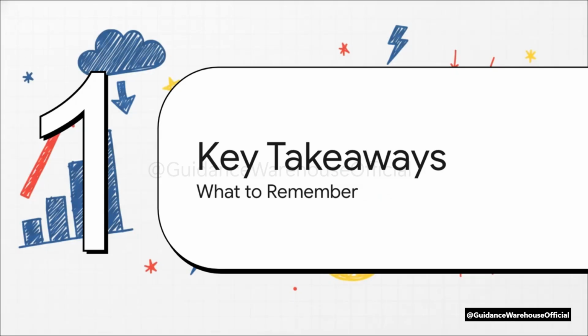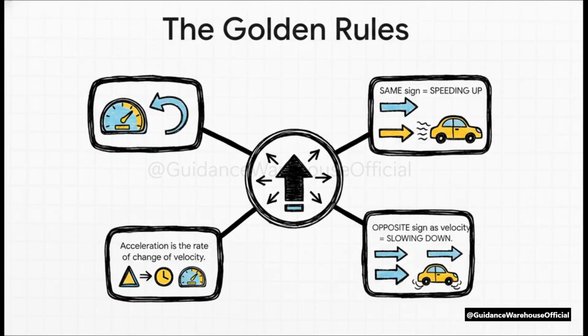Phew. Okay, so we've covered a lot. Let's boil it all down to the absolute must-know takeaways. What's the stuff you really need to remember from all this? Let's do a quick recap. First off, acceleration is just the rate of change of velocity. Simple as that. But remember, velocity is a vector. It's got speed and direction. So if you change your speed, or you change your direction, or you change both, you are accelerating.